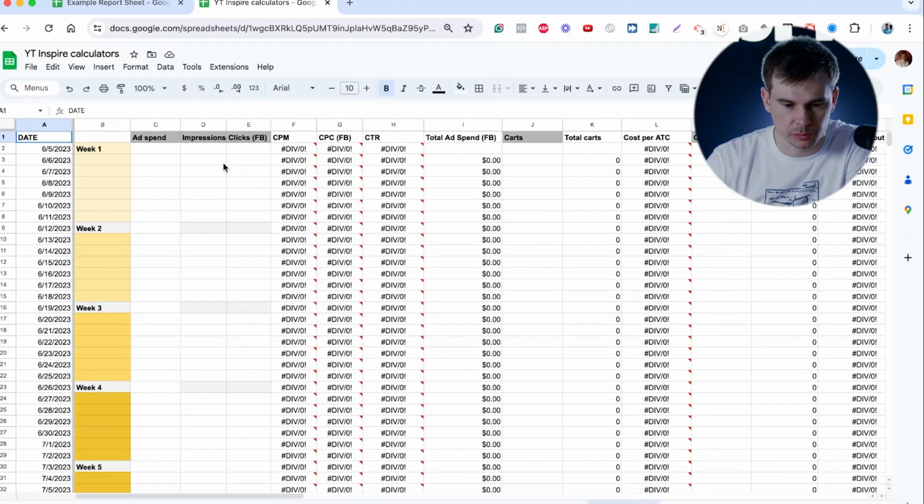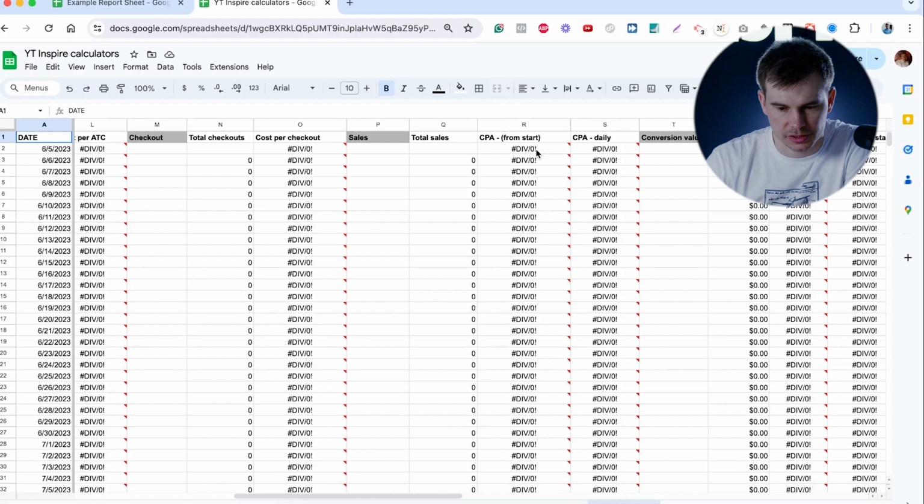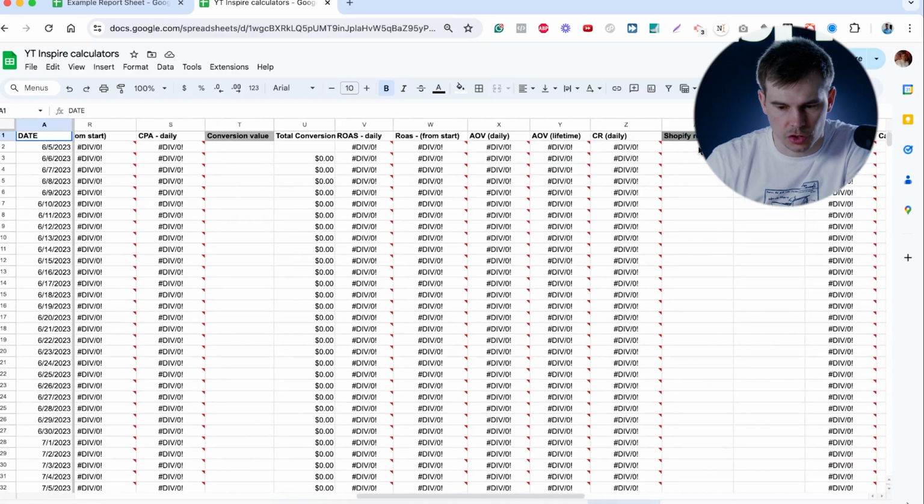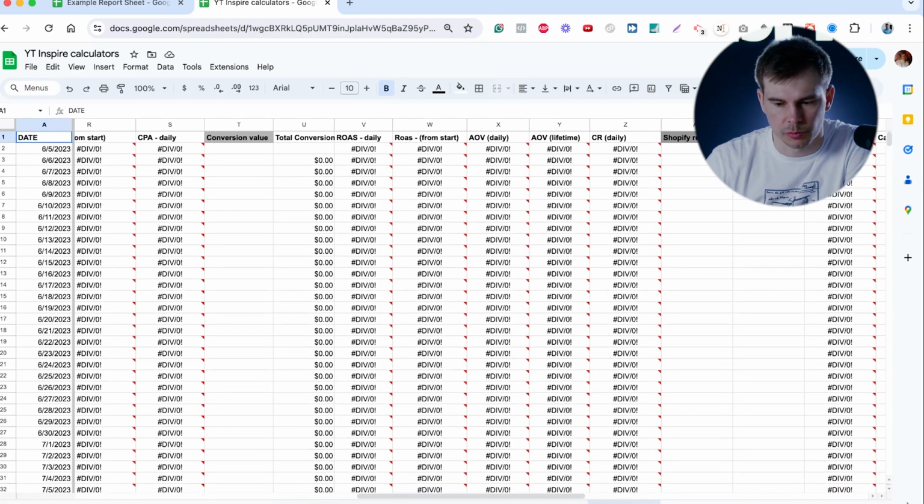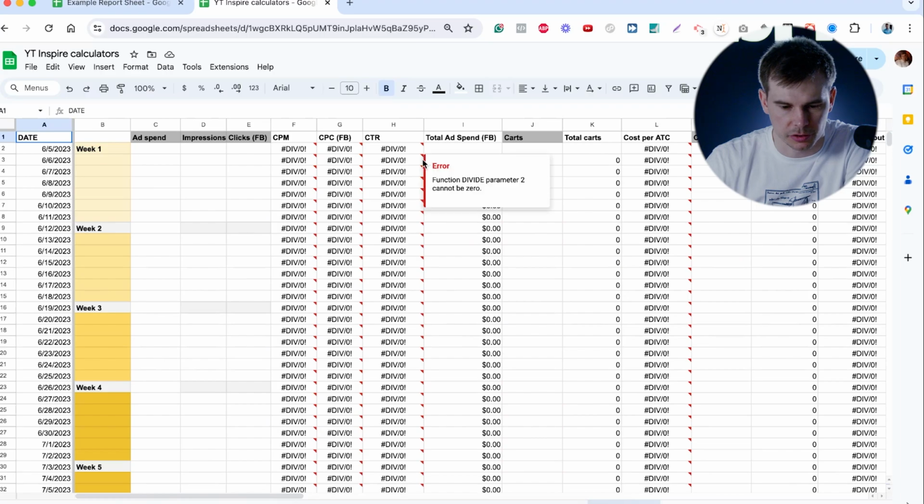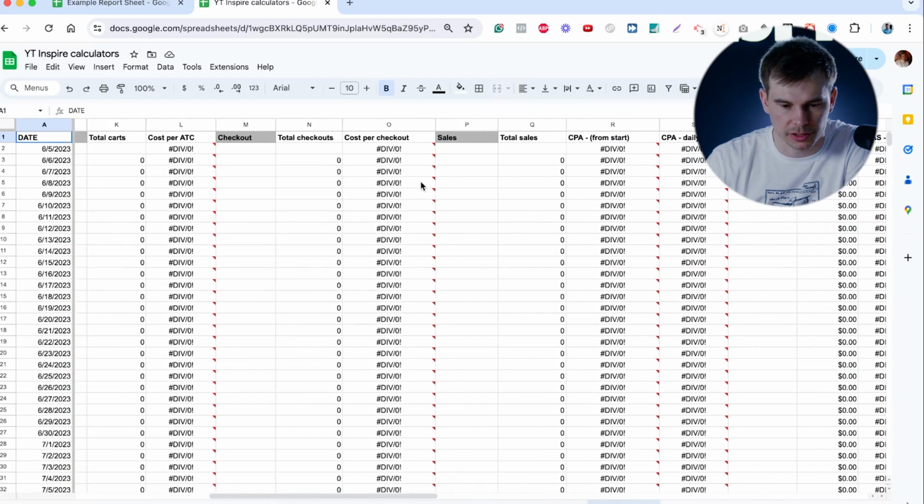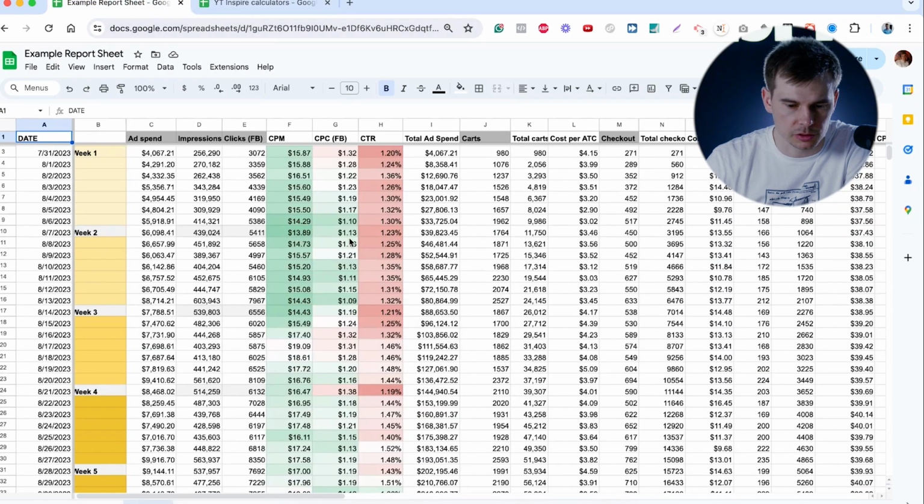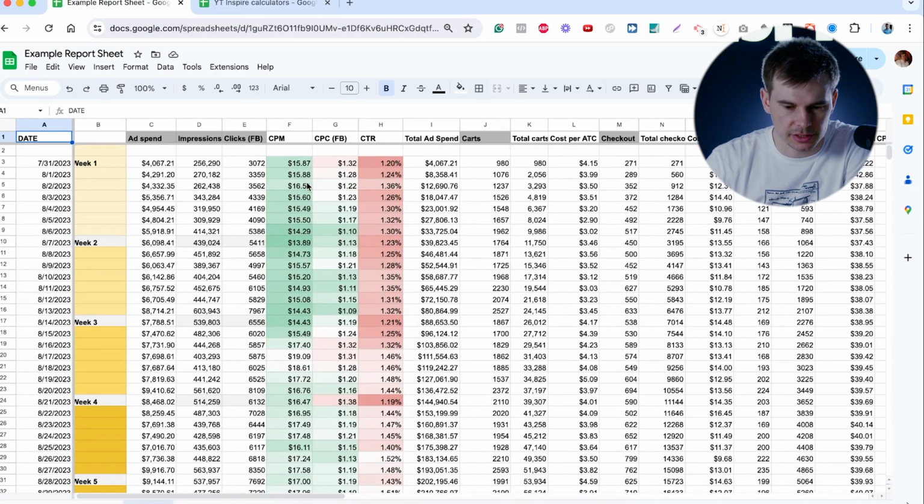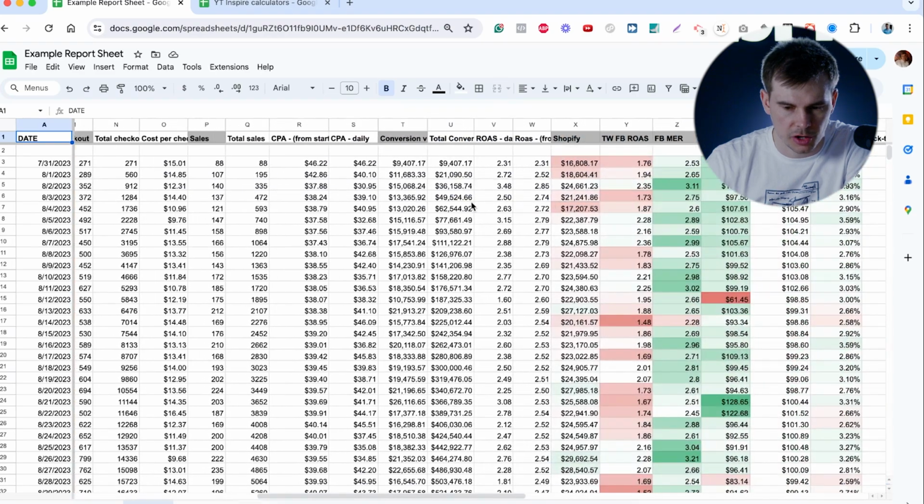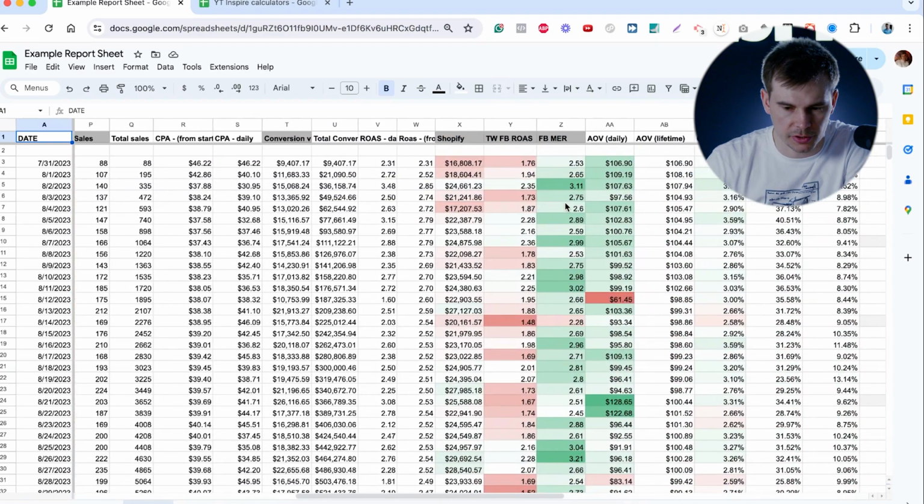I import the most important metrics: ad spend, impressions, clicks, carts, checkouts, sales, and purchase value, Shopify revenue, and Triple Whale or Northbeam ROAS if the client is using third-party tracking software. This allows me to identify problems in my funnel on a day-to-day basis. So here is how it looks for one of my clients. You can see the CPMs were pretty good, click rate was not great, but our Shopify was decent, our Facebook MER was decent, and our AOV was decent.